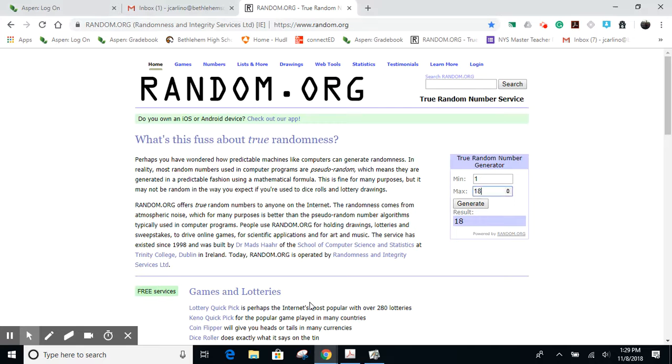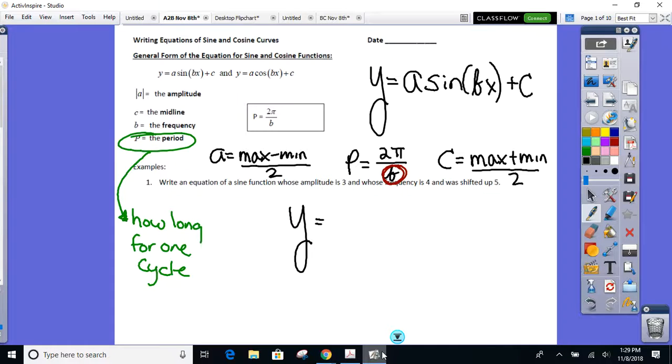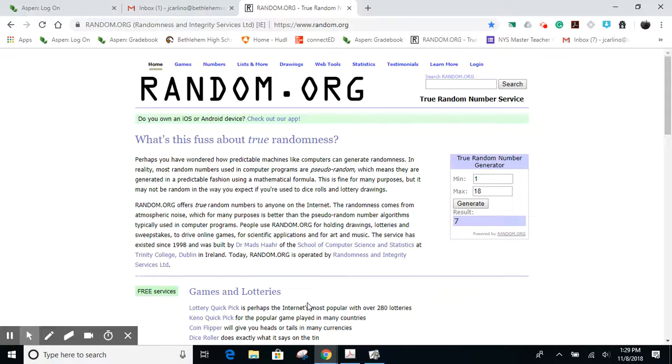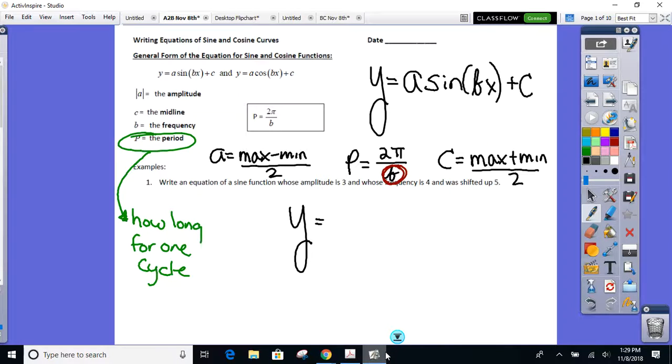What else do you want to put with it now? What's the amplitude? Ready? Y equals amplitude, 3. What kind of curve is this? Sine. What's my frequency? 4x in parentheses. And then the shift? Plus 5. Yep, because it's going up 5.